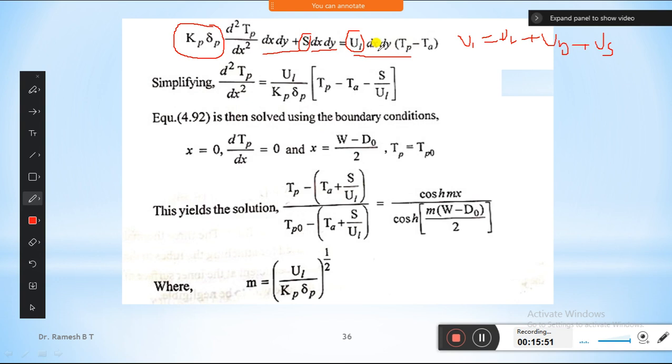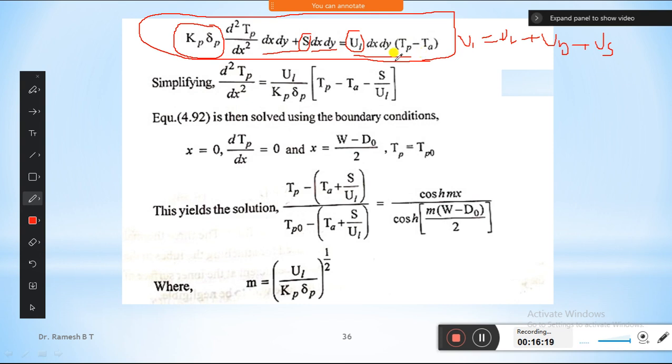And dx dy is for the small element, and Tp minus Ta means Tp is the temperature of the fluid or plate temperature, minus Ta, the ambient or atmospheric temperature. So you should remember this equation. In the previous slide we wrote it as the net heat conducted into the element plus the incident energy absorbed, which is equal to the heat loss for the element.